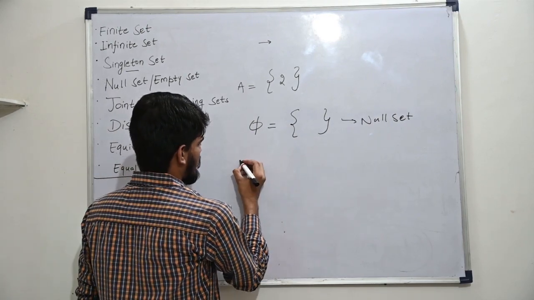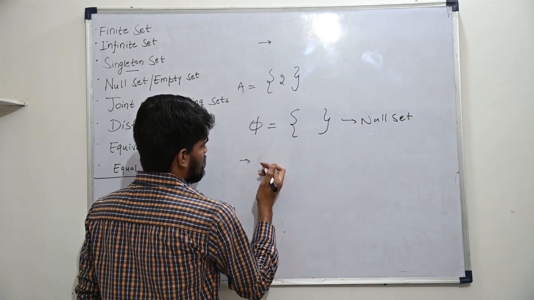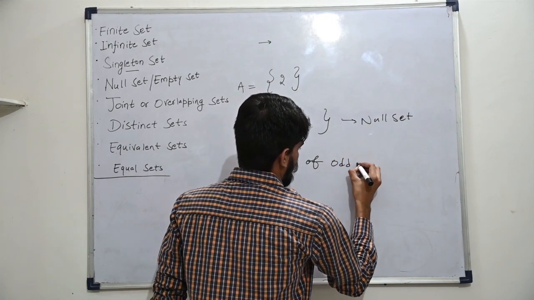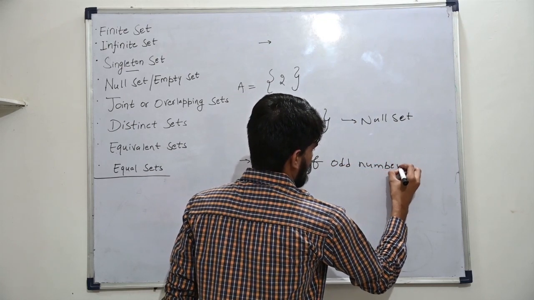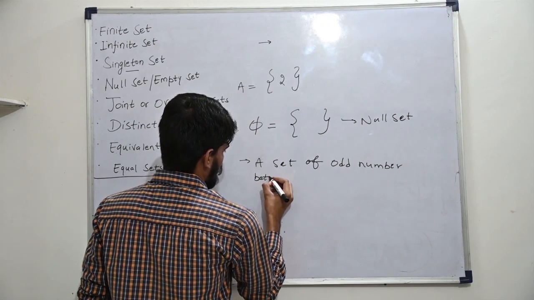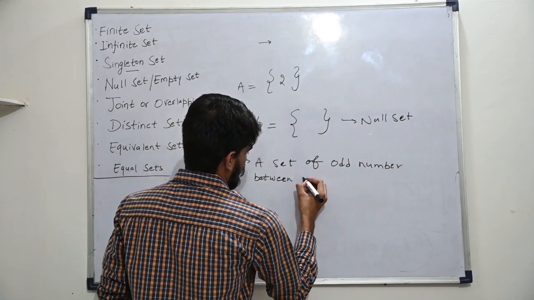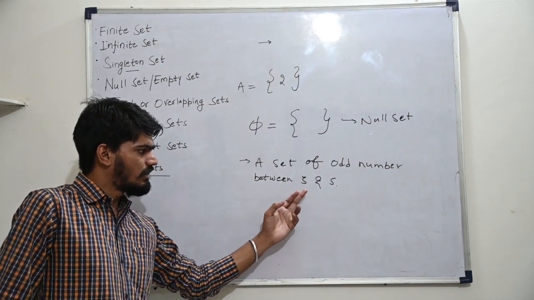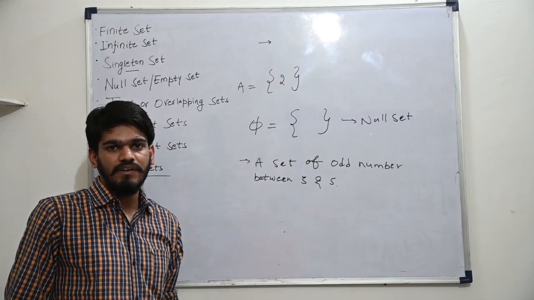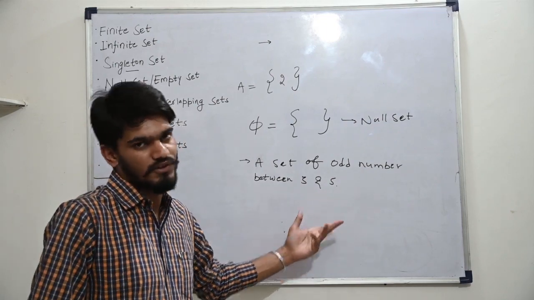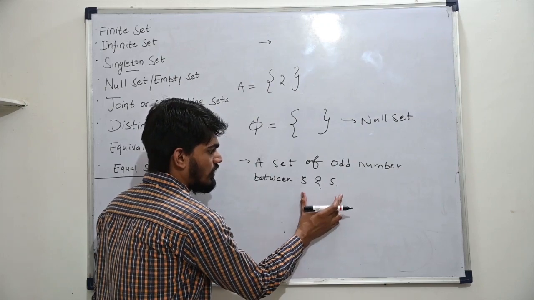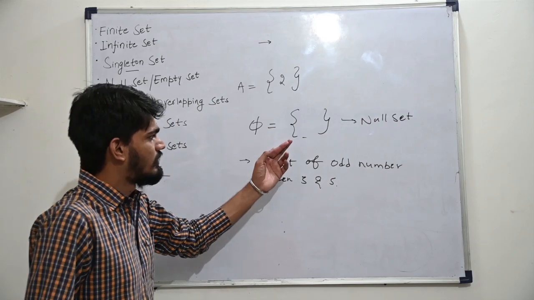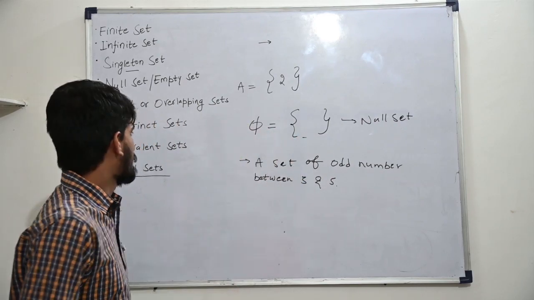Example we can take. Let's say a set of odd numbers between 3 and 5. If I see between 3 and 5, I don't have any odd number. Between 3 and 5, I have only 4, which is an even number. So the answer is 0. There is no element present in it. So we can represent it with the null set.